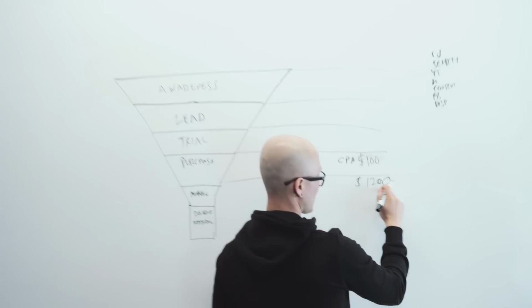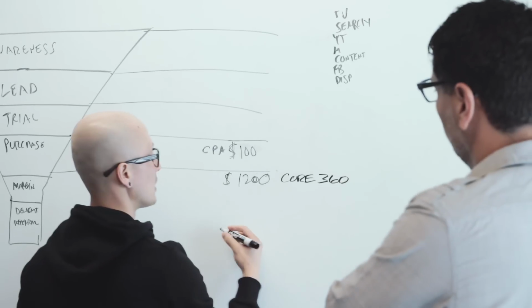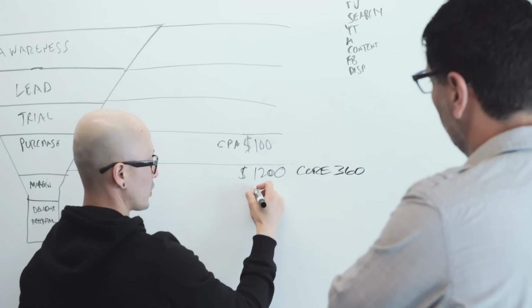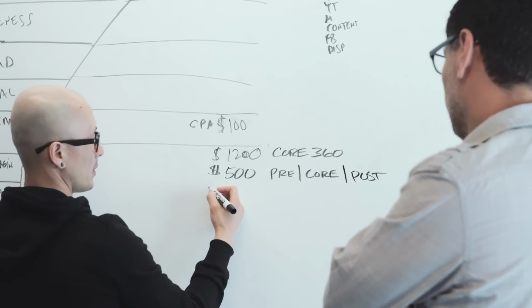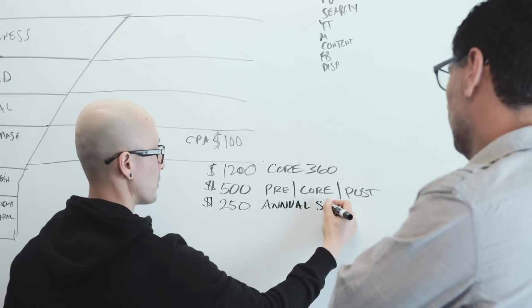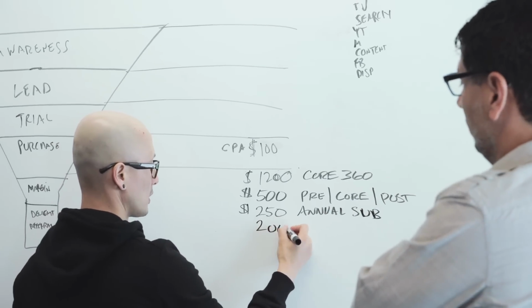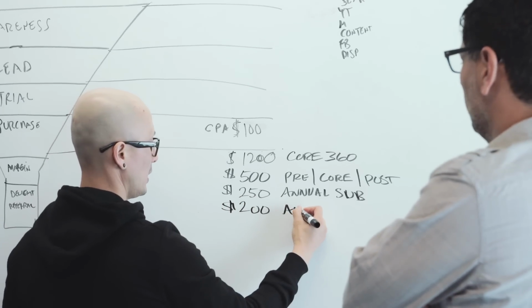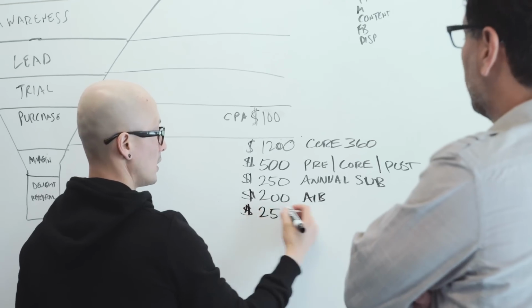Our most expensive product is $1,200. That's Core 360, right? And then going down from that, the individual modules sell for $500. Then we sell a subscription. The annual subscription is $250. Then we sell AIB, which is, I believe, $200. And then a monthly membership for $25. Okay, so that's the lowest entry point.